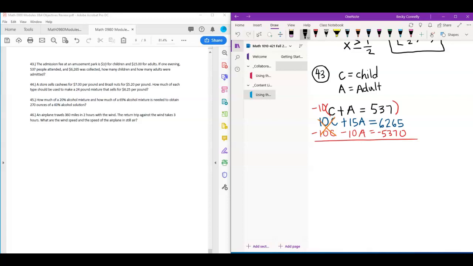And so then we're left with 5A equals, and then we just need to subtract these here. All right. Let's see here. Sorry, this pen is giving me troubles. Okay, so it looks like 895, and then we can divide that by 5. What do you come up with there?